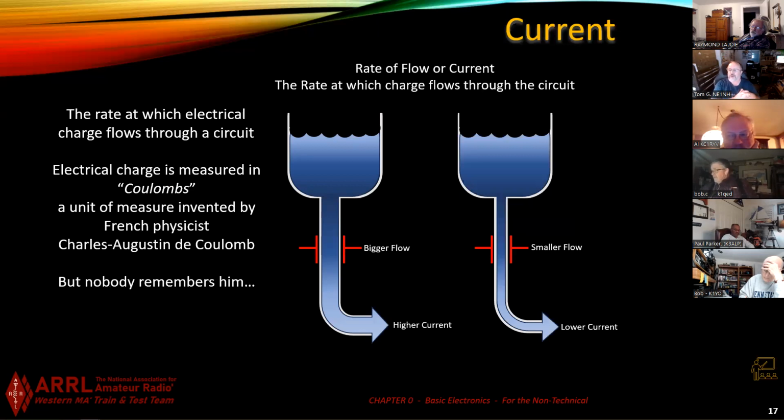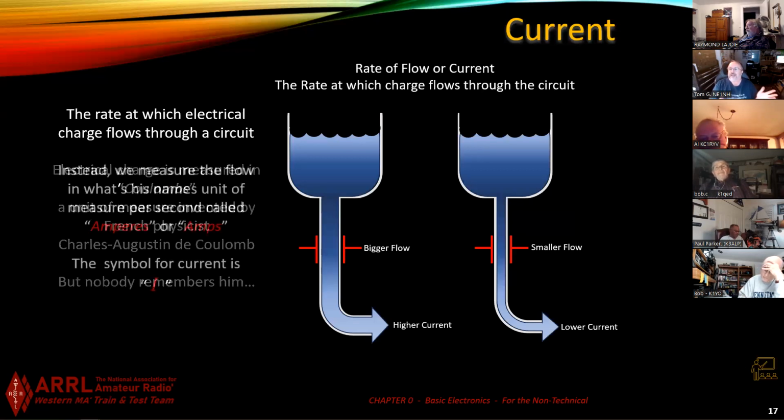The next thing we look at is current, and that is the rate of flow. How much water flows through the pipe in a given moment in time. So it's how fast the charge flows. Electrical charge is measured in coulombs. It's a unit of measure that Charles Augustin de Coulomb came up with, and nobody remembers him. If you're an engineer, you know coulombs. If you're not, you don't care.